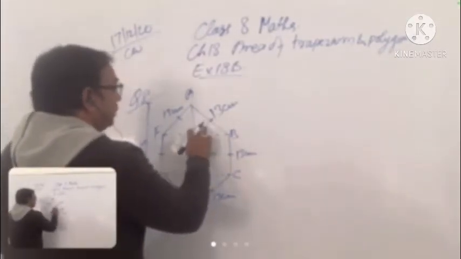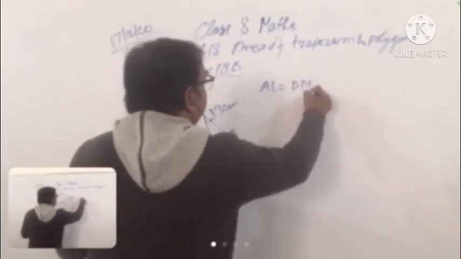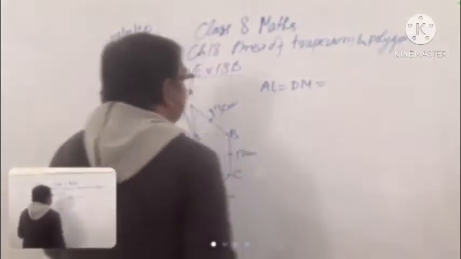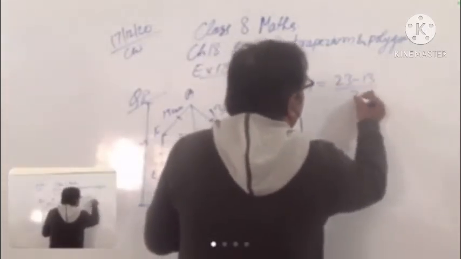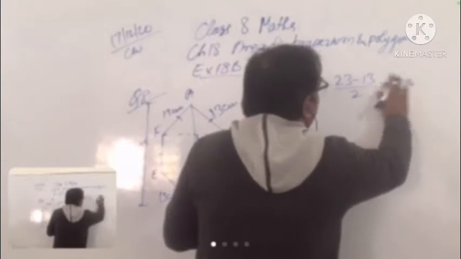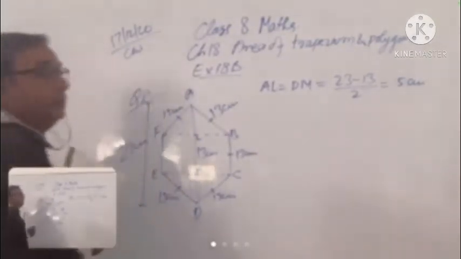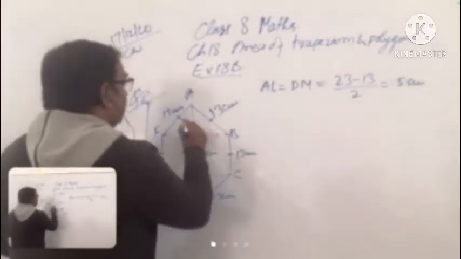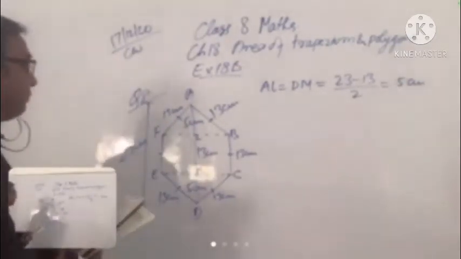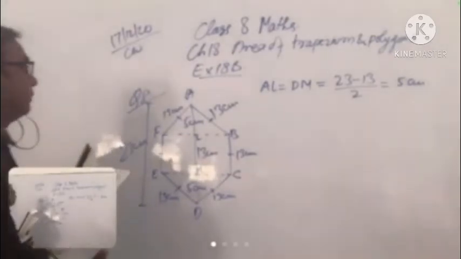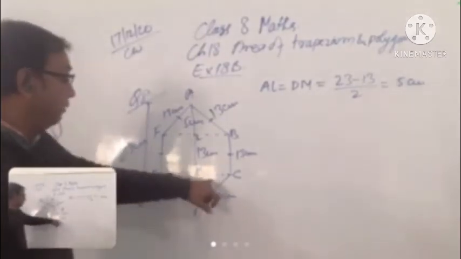See, this is also AL is equal to DM is equal to, can anyone tell how much it will be? 23 minus 13 upon 2, which is equal to 5 centimeters. Is it okay? So this is 5 centimeter and this is 5 centimeter. So we know that what is CM?